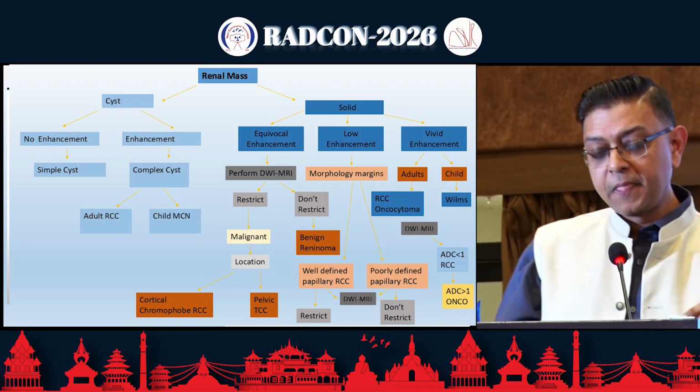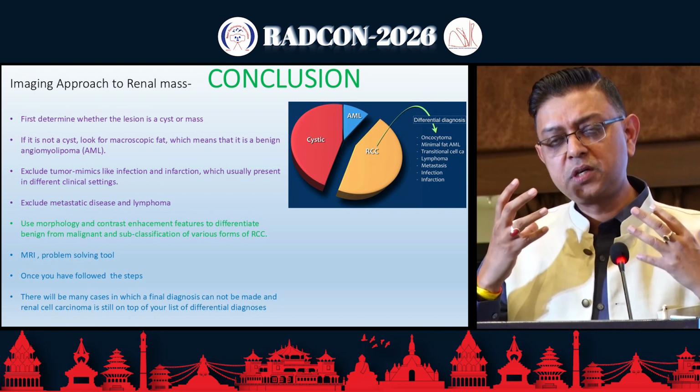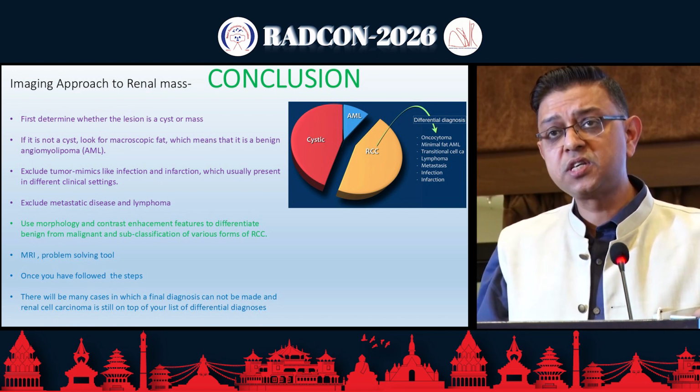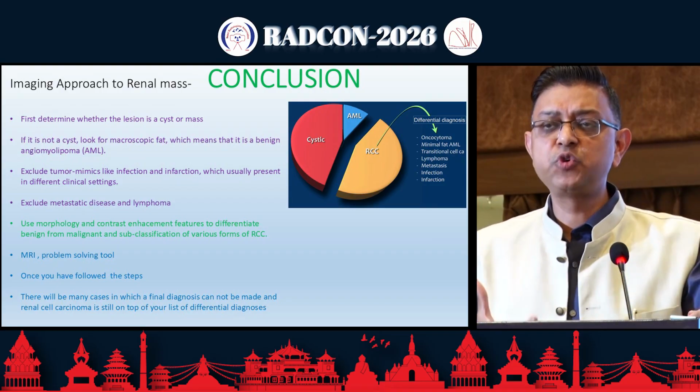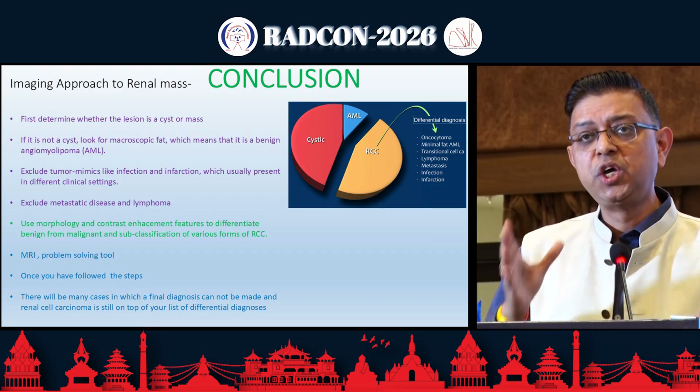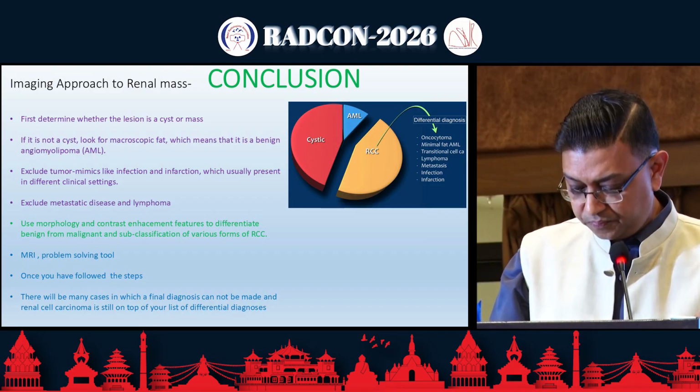Right, so concluding, most renal masses will not come to you for diagnosis, because if you have a renal mass, most probably it will go for nephrectomy. But if the surgeon sends it to you, you need to give relevant information. Thank you.